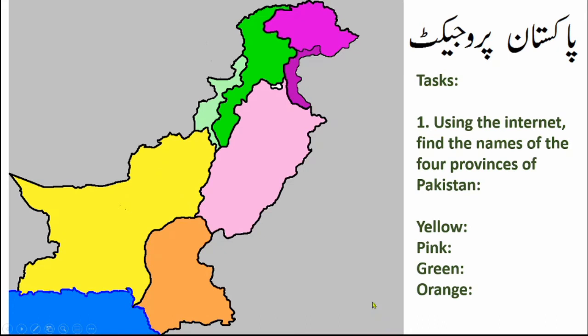Now, we're going to do some tasks now. Your first task is that look at this map of Pakistan, and you can see different parts of Pakistan colored in different colors. Look at the yellow one, the pink one, the green one, the deep green one, as compared to the light green one, and the orange one. And see if you can find the names of these four provinces of Pakistan and label them which one is which. That's your first task.